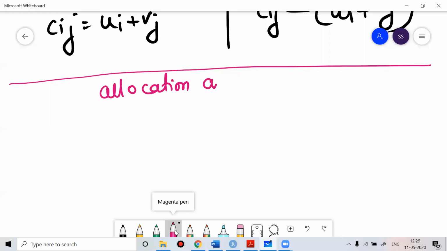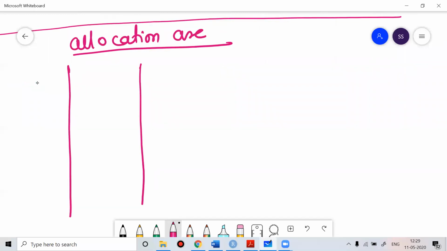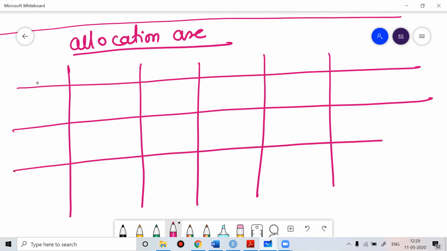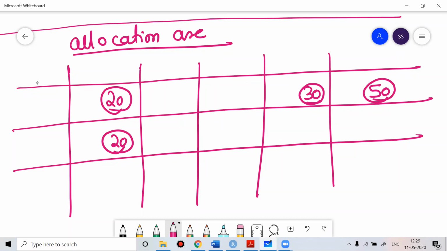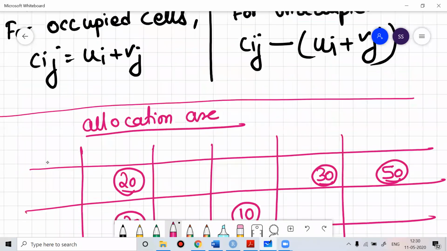What are your allocations? You see your allocations are, this allocation is 20. Then fourth column, 1 2 3 4. The fourth column is 30. The fifth column is 50. These are your allocations. This is 20. Then this is 10. Okay. Then this is 20. Then this is 50. These are your allocations. That is the optimal allocation that you got from this data.